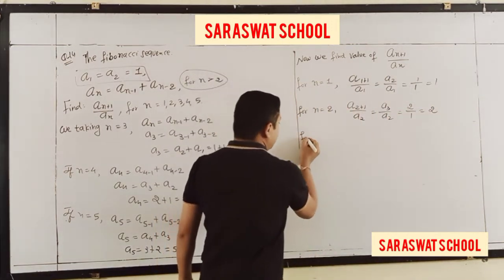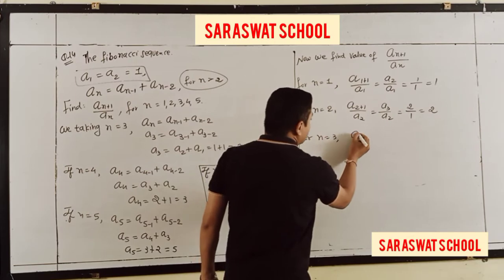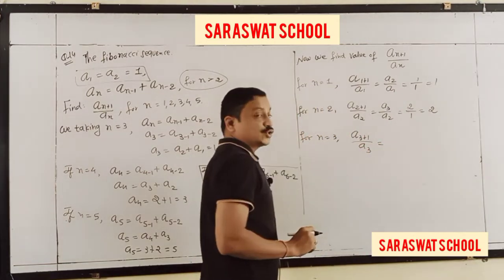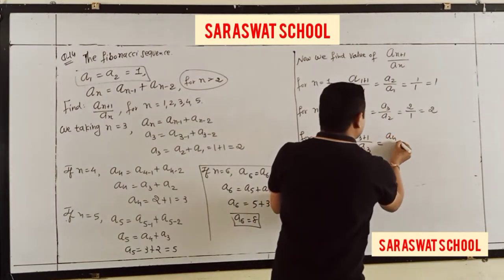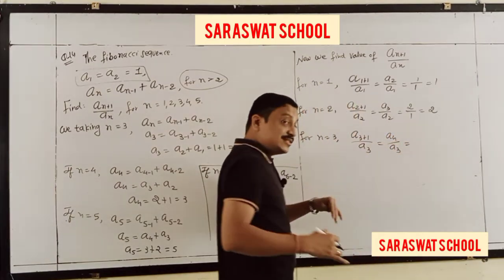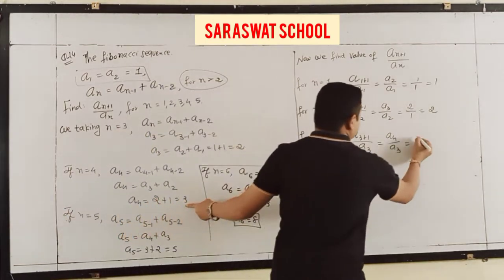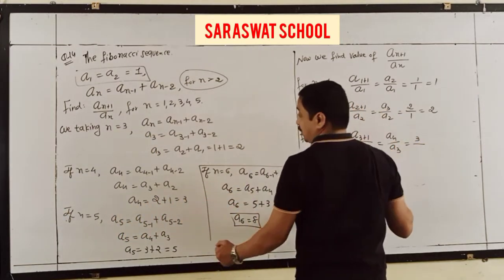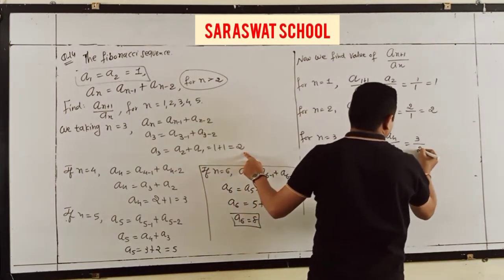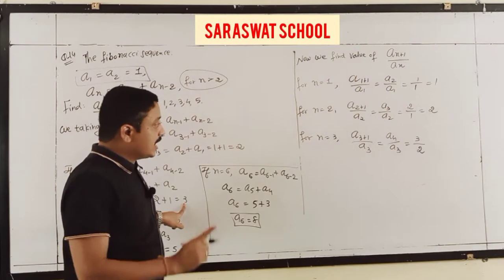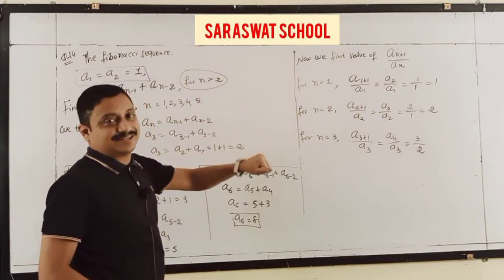And continue doing. For n is equal to 3. So A3 plus 1 by A3. Yes, so it is A4 by A3. But what is A4? A4 is here, which is 3. And A3? A3 also known, which is 2. A4 applied 3 and A3 applied 2. It is 3 by 2.